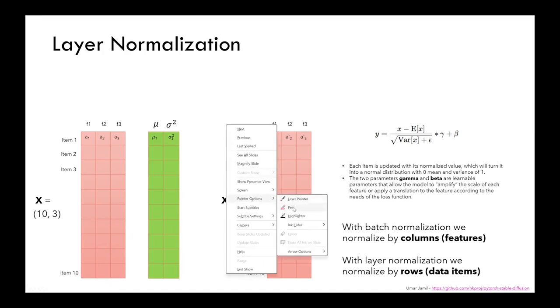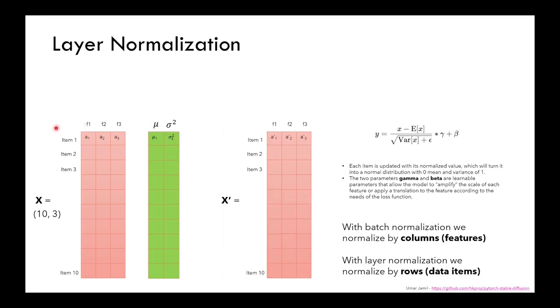So imagine you are a layer and you have some input, which is a batch of 10 items. Each item has some features, so feature 1, feature 2, feature 3. Layer normalization calculates a mean and the variance over these features here, and then normalizes this value according to this formula. So each value basically becomes distributed between 0 and 1. With batch normalization, we normalize by columns, so the statistics mean and sigma are calculated by columns. With layer normalization, it is calculated by rows, so each item independently from the others.